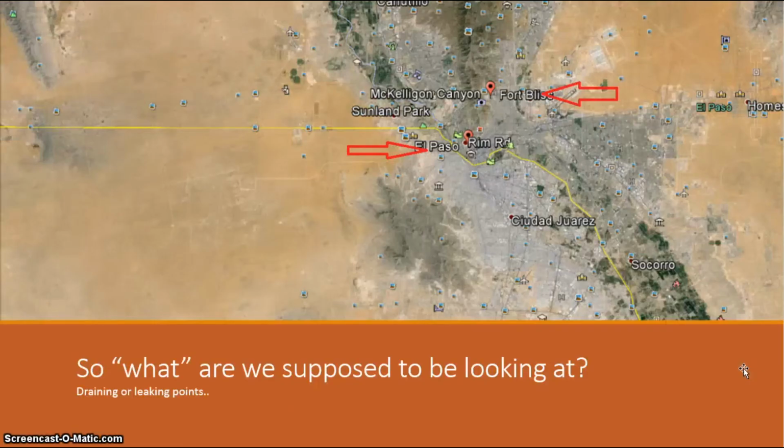So, what are we supposed to be looking at this point? Well, this is just a blown out version of the same 2 points, which is McKelligan Canyon and Rim Road, and if you can see, these 2 red arrows point out that these were once, I mean, even though you can see all the development around the surrounding areas, but if you can see this bigger picture, they kind of look like drainage points or like alluvial fans. You can't really see too much of it because of all the development here and here, but they form really good pictures of like the water pushing out at that point. That is what we're going to be looking at. They're kind of draining or leaking points.